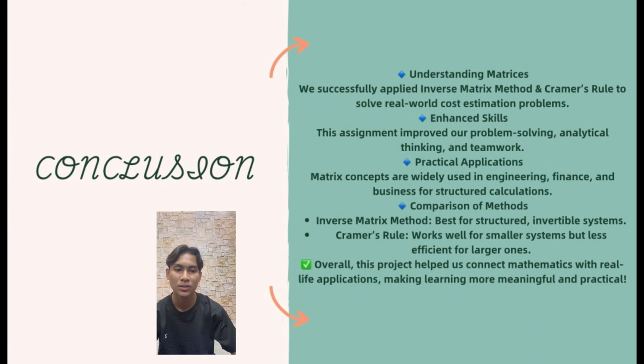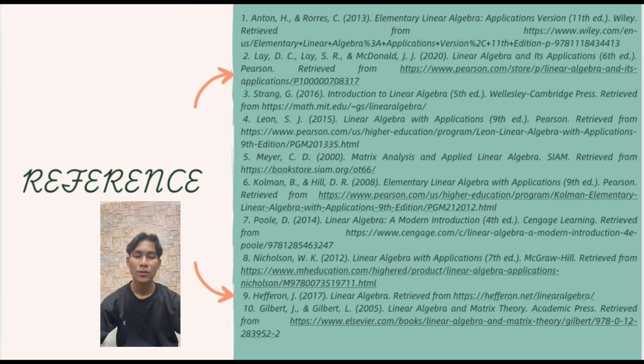We also learned that while both methods provide the same result, the inverse matrix method is more efficient for larger systems, whereas Cramer's rule is simpler for smaller calculations. Overall, this has been a valuable and insightful experience for us. We hope our presentation has given you a clearer understanding of how matrix work in real life situations.